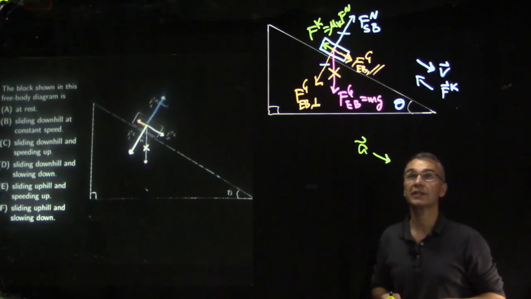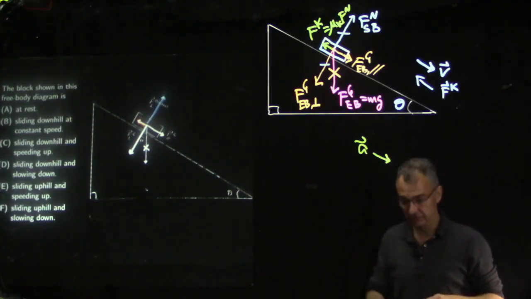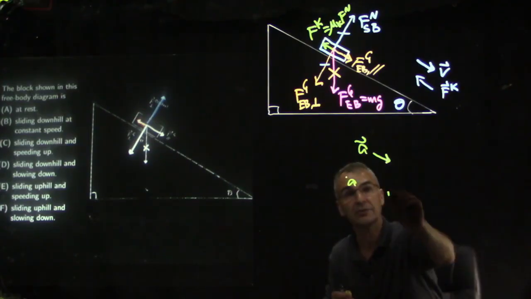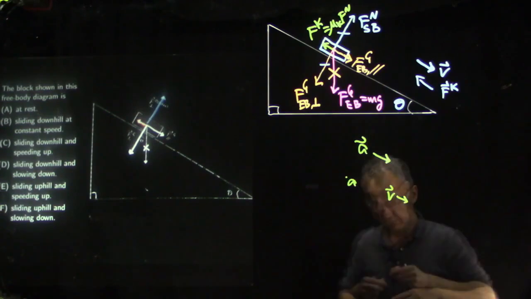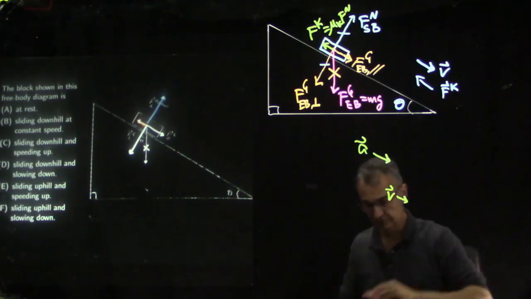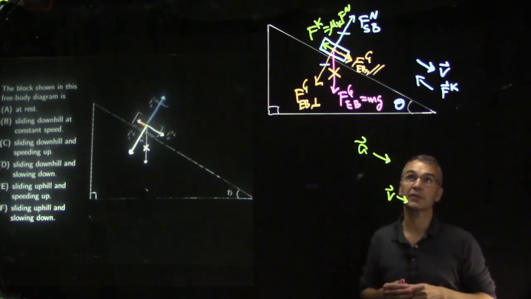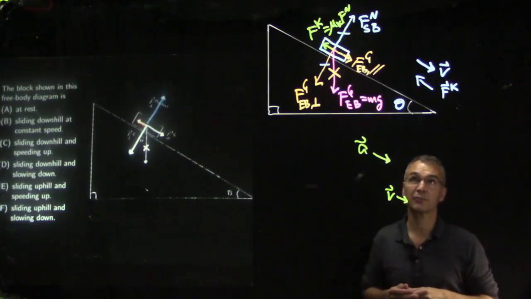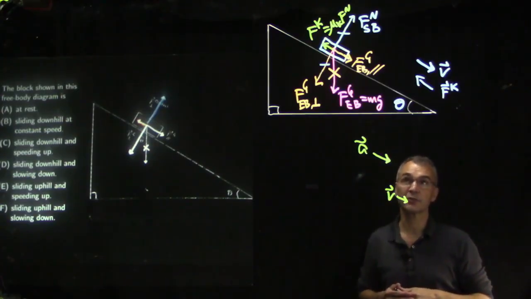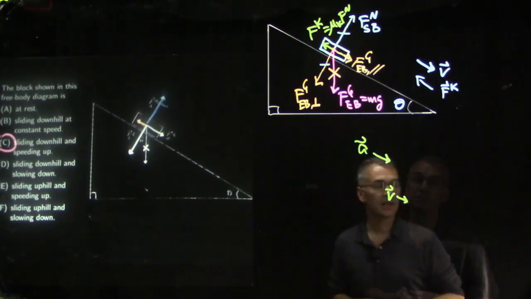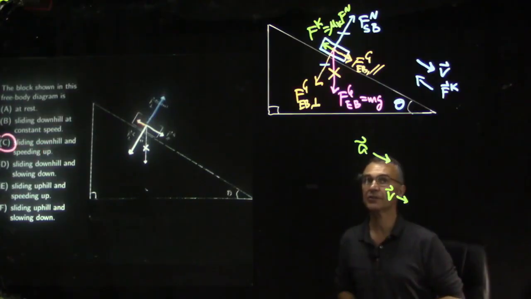So I would say it's moving downhill and it's speeding up, since its acceleration points downhill and its velocity also evidently points downhill. The way you infer that the velocity must point downhill is that friction is pointing uphill and friction is kinetic. So I guess it must be opposing some non-zero velocity, which must be downhill, in the opposite direction of friction. I think I like C, Charlie, sliding downhill and speeding up.